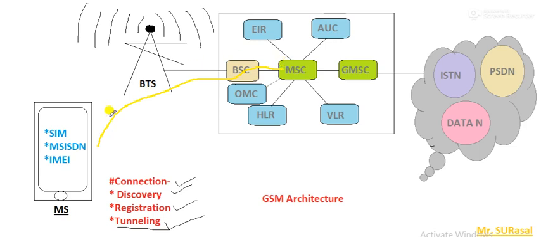For example, when the mobile station delivers the connection request for the first time through the BTS to the BSC, when the MSC receives this information, it will automatically understand that since this is a connection request, immediately this request will be forwarded to the AUC basically. Okay, so now what is the role of AUC?